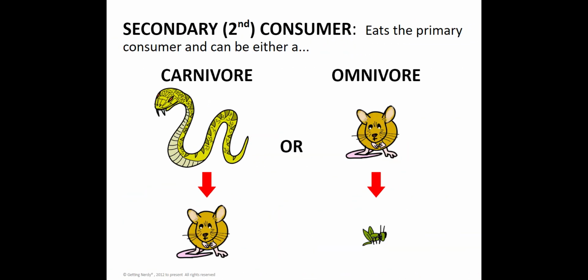Secondary consumers. We're at the bottom of the page. Find where it says secondary consumer. They're going to eat the primary consumer, and they can be either a carnivore like our snake, so make sure you write carnivore underneath the snake, or they could be an omnivore like our little mouse that we already labeled omnivore.